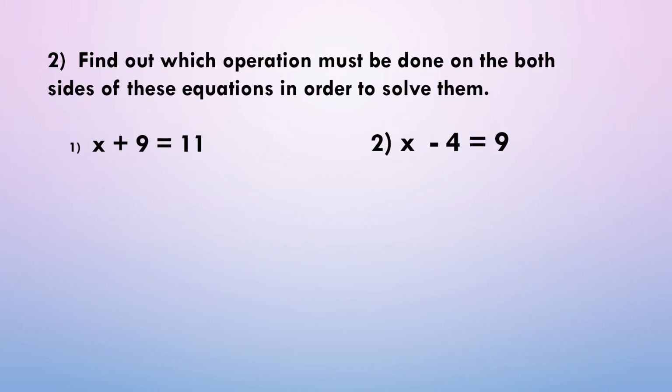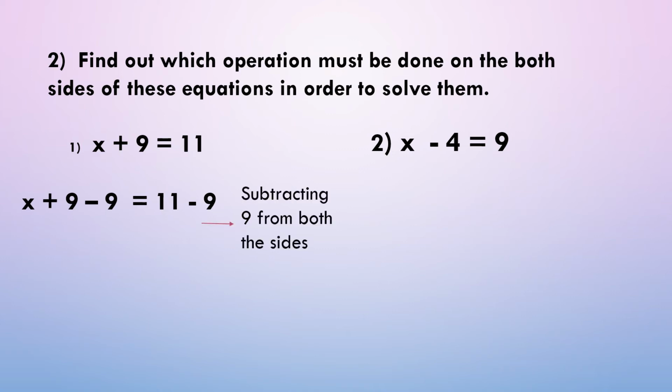Second sum, find out which operation must be done on both the sides of the equation in order to solve them. The first one, x plus 9 is equal to 11. Now you have to find the value of x here. I have to remove this plus 9. To remove this plus 9, which operation will you use here? You have to subtract 9 on both the sides. So x plus 9 minus 9 is equal to 11 minus 9. So you are subtracting 9 from both the sides.